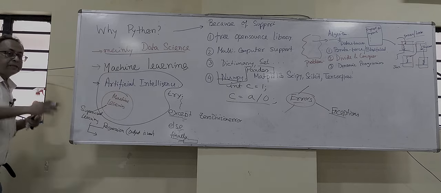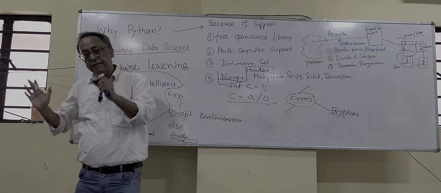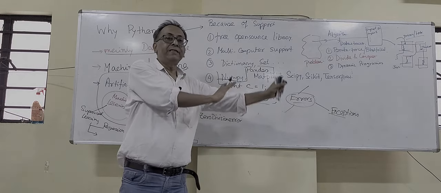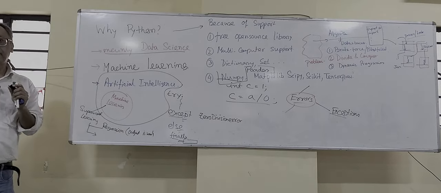Your input is lots of data, already labeled data. If these are the three bedroom flats in this locality, this is the square feet, this is the price, there are some hundreds of data, and then you can get the result.